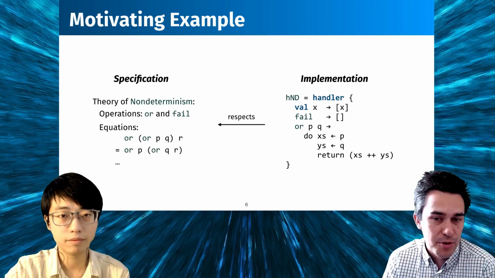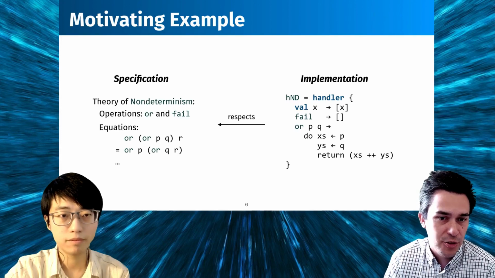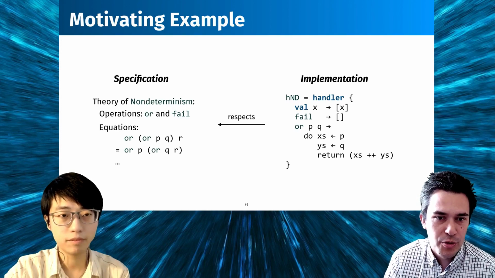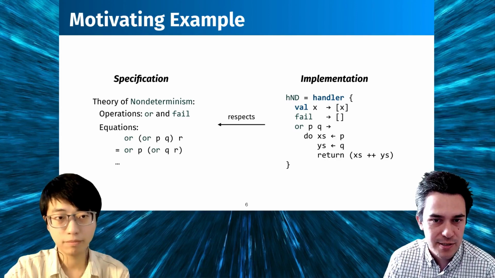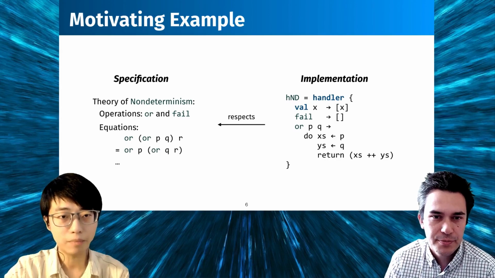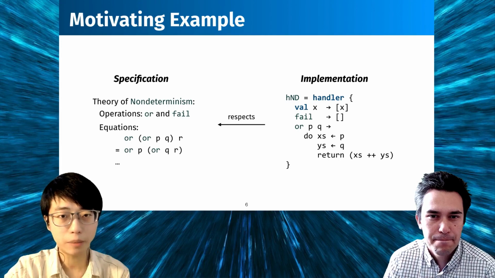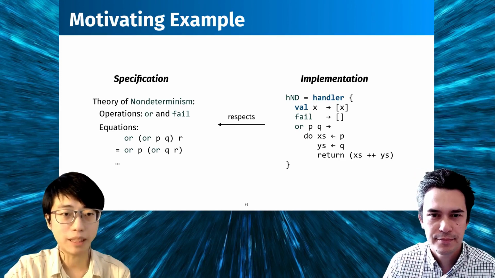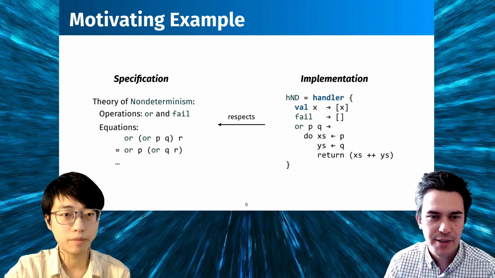For another example, the non-deterministic choice operator in logic programming can be implemented as the handler HND, which models non-deterministic computations as lists of results. Yeah, and I also think your handler respects the usual axioms of non-determinism, such as associativity, since lists respect them. Yeah, that's right.